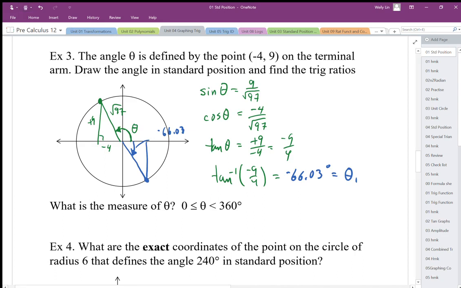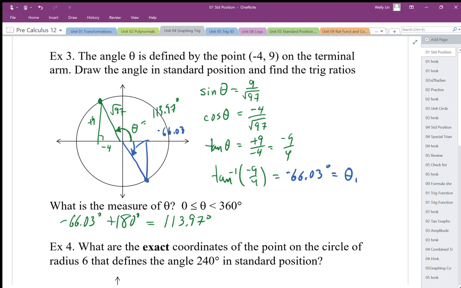Due to symmetry, I know that if I start at -66.3 degrees, I just have to go to the other side of the circle, or add 180, and I get 113.97 degrees. Yeah, that's the right position. So there's always two angles to be considered. Your calculator will give you one. It's not always the right one, and you have to use the symmetry to get to the right position.